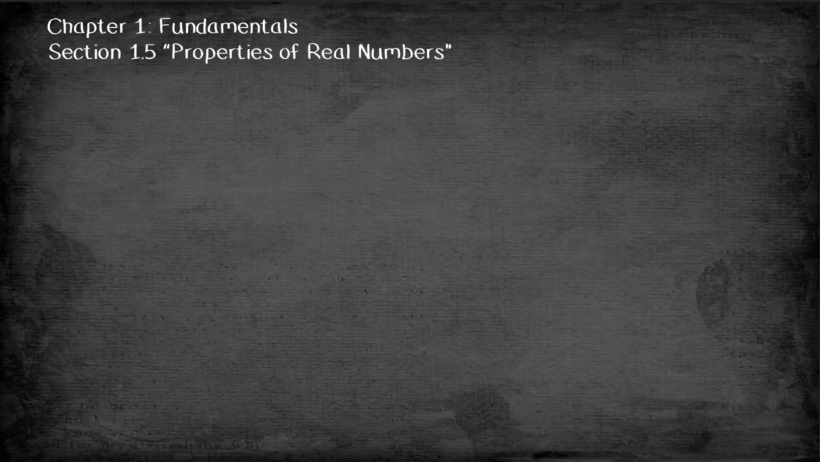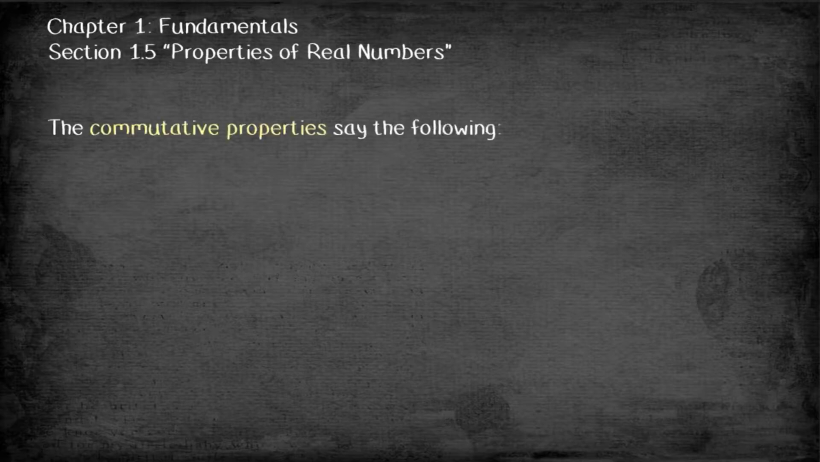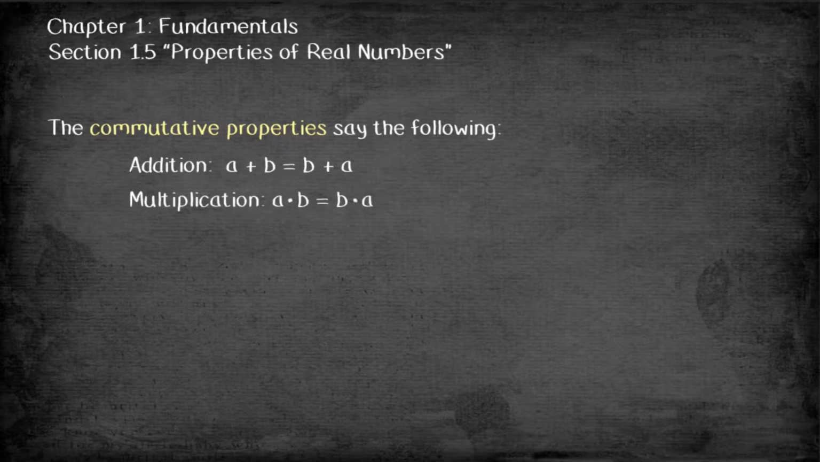Hey everyone. So now that we know about the real numbers, we're going to start discussing the properties of the real numbers. We're going to start with this guy, which is the commutative property. There's a commutative property for addition, and there's a commutative property for multiplication. The addition commutative property says that a plus b is equal to b plus a, and the multiplication commutative property says that a times b is equal to b times a for any two real numbers a and b.